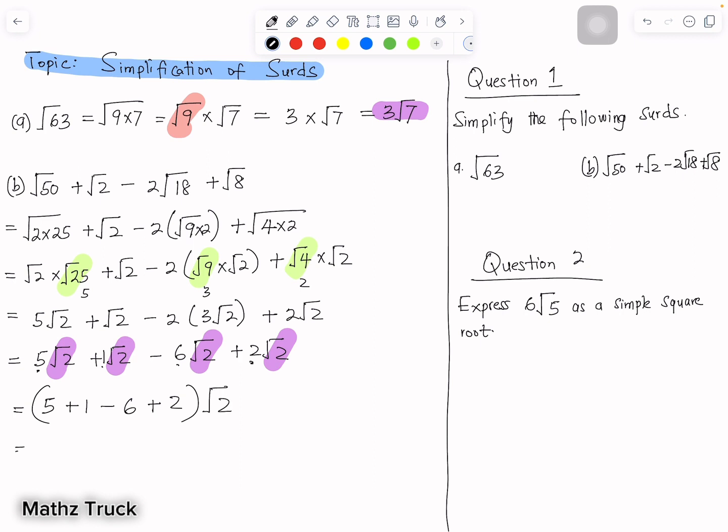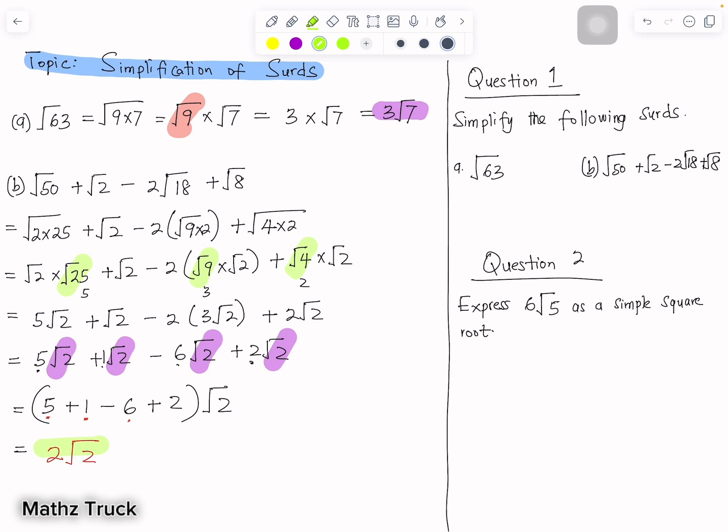Now we can easily get the answer by knowing that 5 plus 1 is 6, 6 minus 6 is 0, 0 plus 2 is 2. So the answer is going to be 2 root 2. This gives us the answer for the second question: root 50 plus root 2 minus 2 root 18 plus root 8, simplified form is 2 root 2.